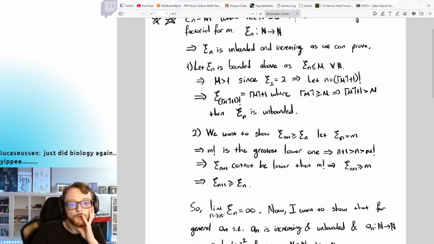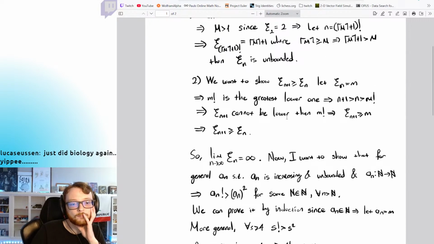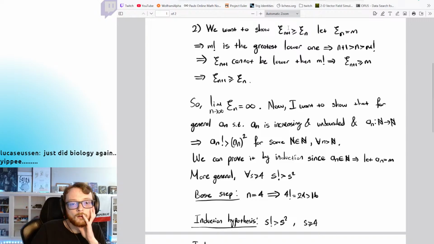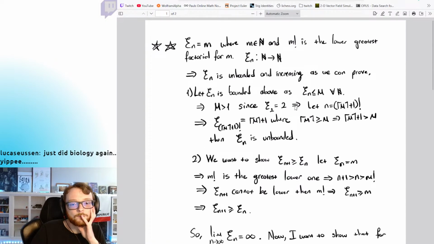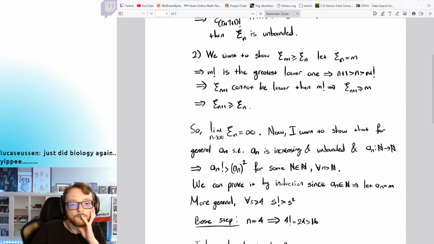Okay, so you're just going 1 past mu and showing you can always find a number that's greater than mu. Okay, yeah, sure, I buy that. You want to show psi sub n plus 1 is greater than or equal to psi sub n, monotonically increasing. Factorial is the greatest lower one.